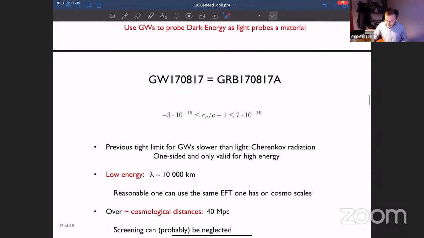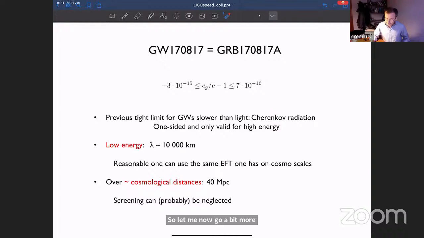So let me now go a bit more into details. This is the general idea. Of course, this is just one point of view. Of course, as Freeman explained, there is a lot going on in large-scale structure to study dark energy. But here I just want to focus on another approach, another set of observations that can say something alternative, something different about dark energy.